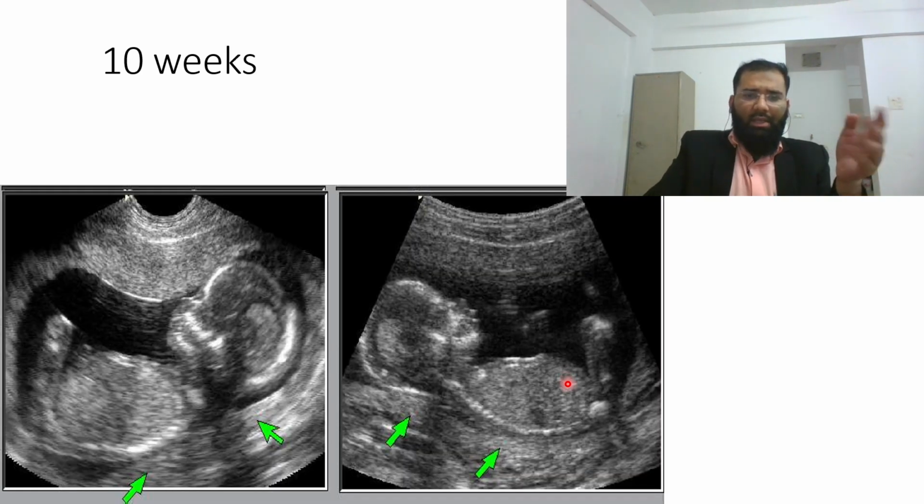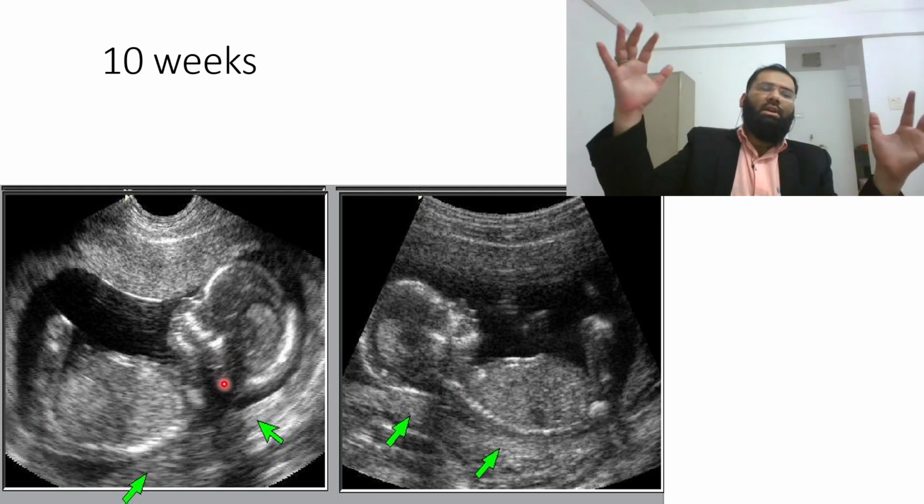Now look at this. This is around 10 weeks when you are able to see the fetal head, the nasal portion, the nasal tip. You are able to see the lips. You are able to see the spine. This is the entire fetus, and this is the rump. This is the head. So you are able to see almost the entire fetus.